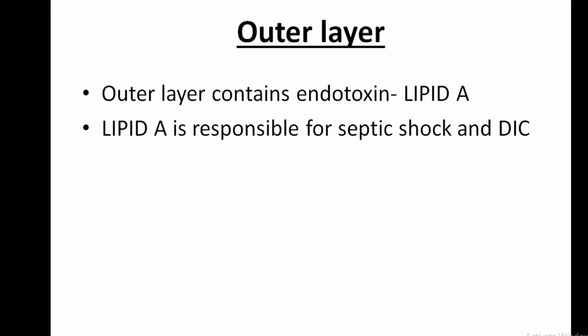Now, the outer layer of the outer membrane in gram-negative bacteria contains endotoxin, that is lipid A, and this lipid A is responsible for the septic shock and DIC, that is disseminated intravascular coagulopathy.